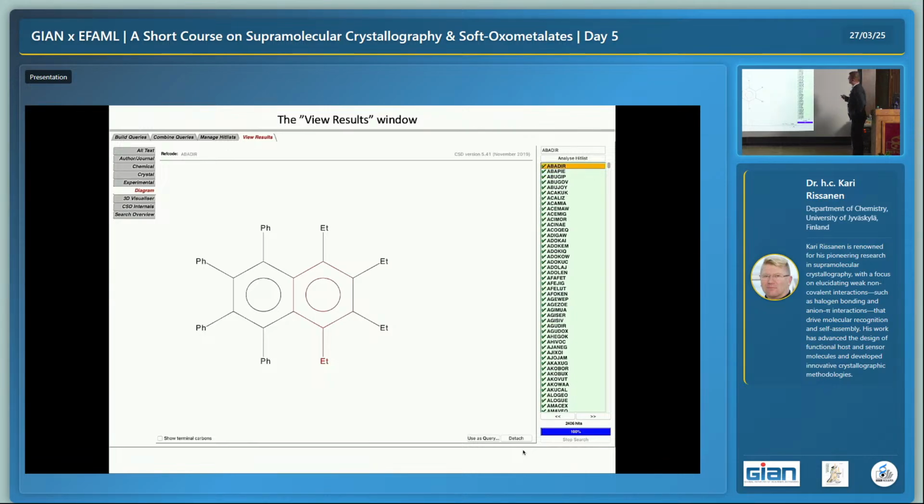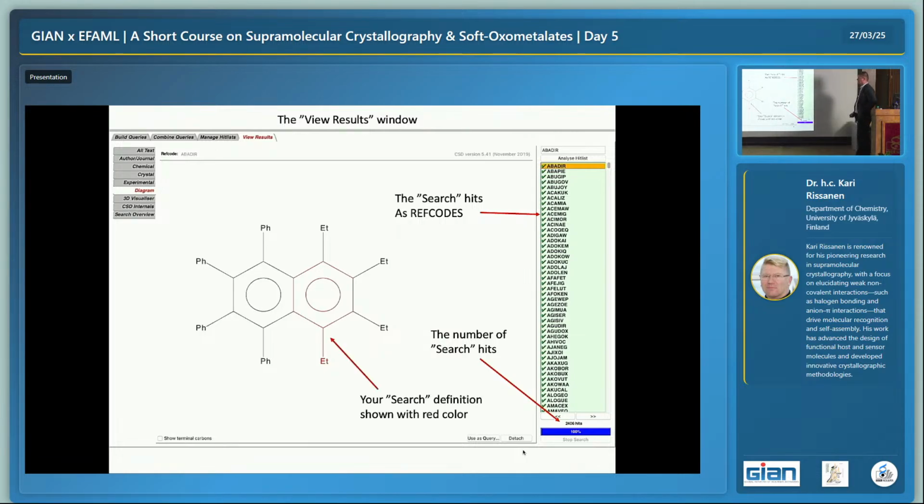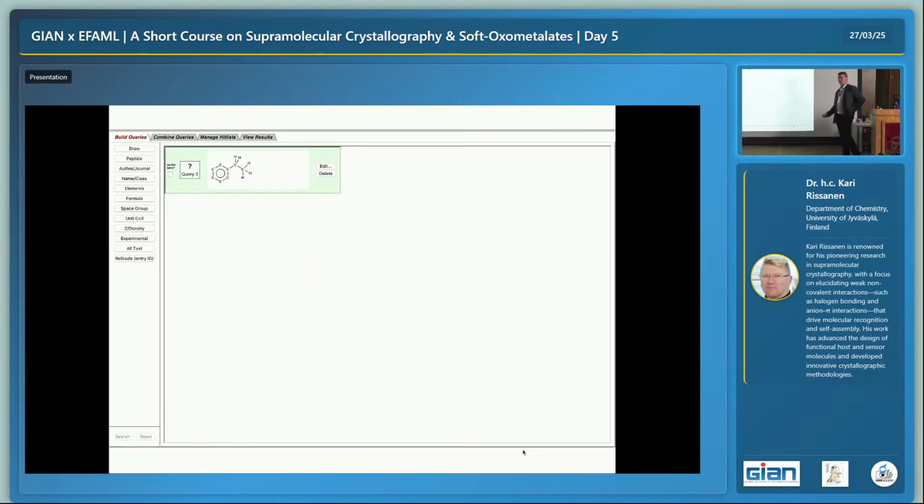This is now the ref code here. So this is the search hit as a ref code, and this is the number of hits. And now the search, what you have done, is defined in red. But now we saw that 2,406 is too much. We can't really get anything out of it, so we have to focus it.